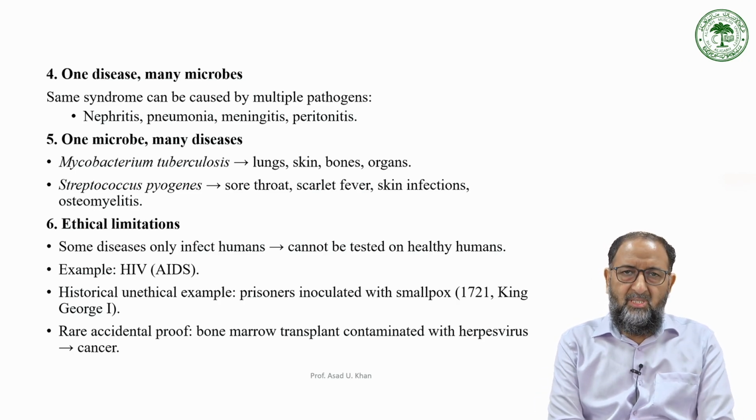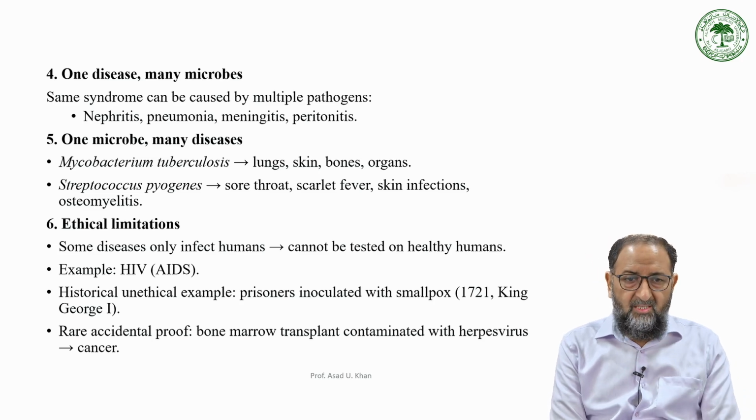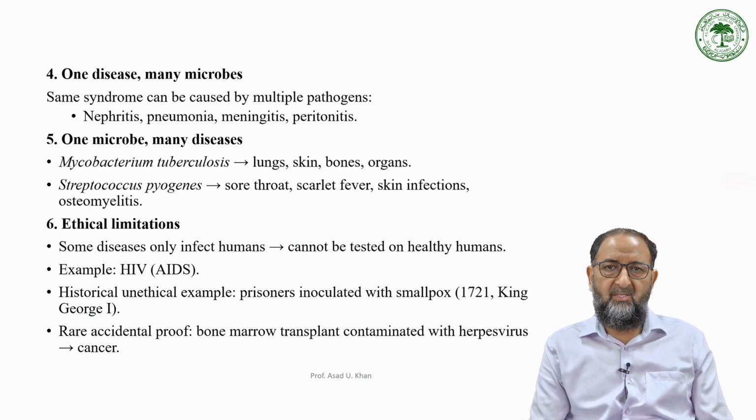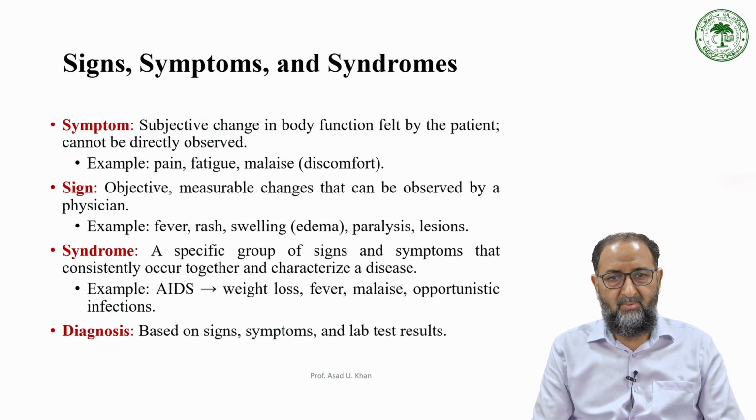Now, ethical limitations. What are the ethical limitations? Some diseases only infect humans and cannot be tested on healthy humans. For example, HIV. Historically, unethical examples: for example, prisoners were inoculated with smallpox in 1721. King George I did this. A rare accidental proof: bone marrow transplantations contaminated with the herpes virus causing cancer. So these are some ethical issues where disease models are used to check, but there's a need to get approval from the institutional ethical committees before you go for this experiment.